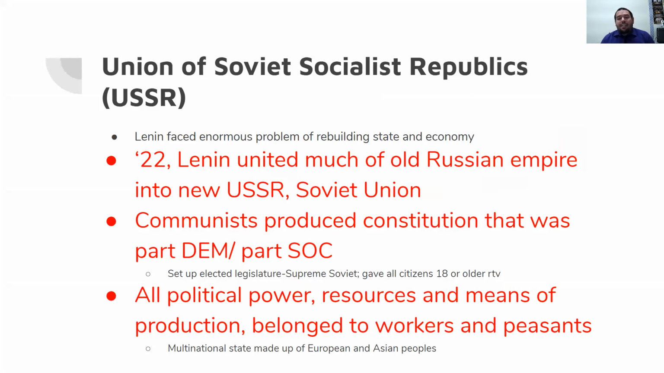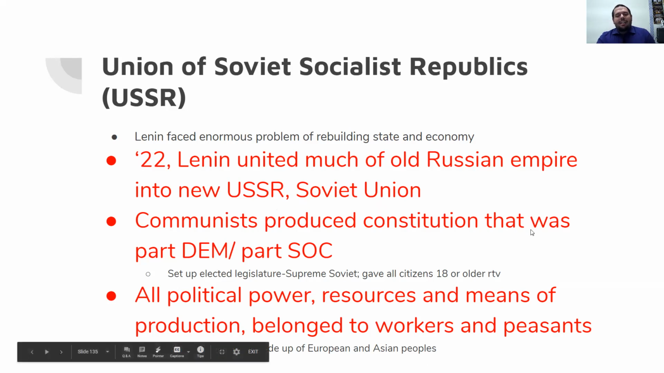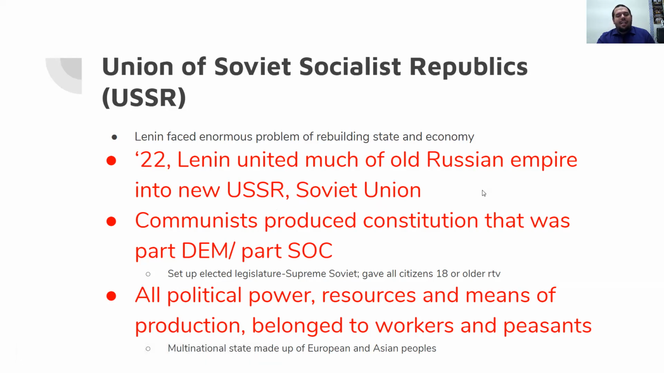Lenin faced the enormous problem of rebuilding the state and economy, the reconstruction of the Russian state. In 1922, Lenin united much of the old Russian Empire into the new USSR, or Soviet Union, like I just said. Communists are going to produce a constitution that was both part democratic and part socialist. They set up an elected legislature called the Supreme Soviet, and that's going to give all citizens 18 or older the right to vote. All political power, resources, and means of production belong to the workers and the peasants. And it was a multinational state made up of both European and Asian peoples.